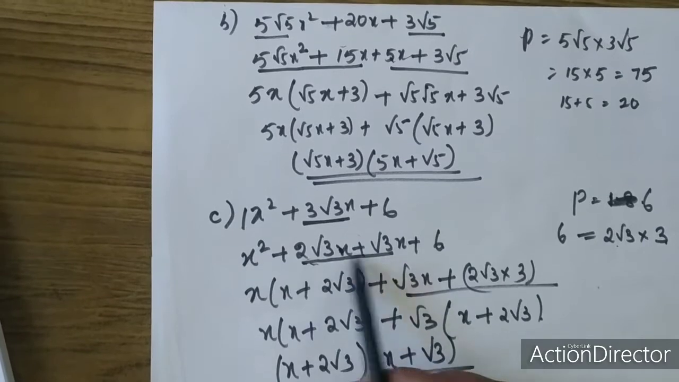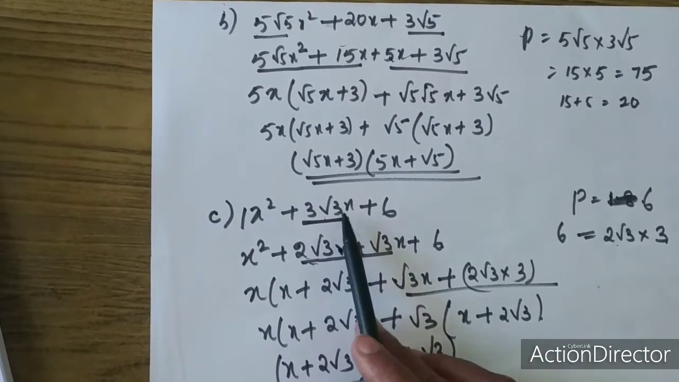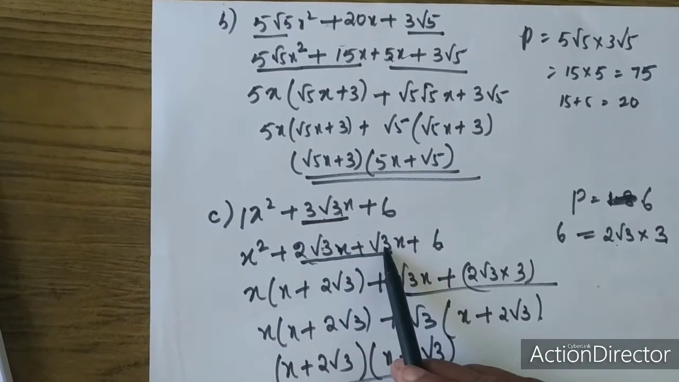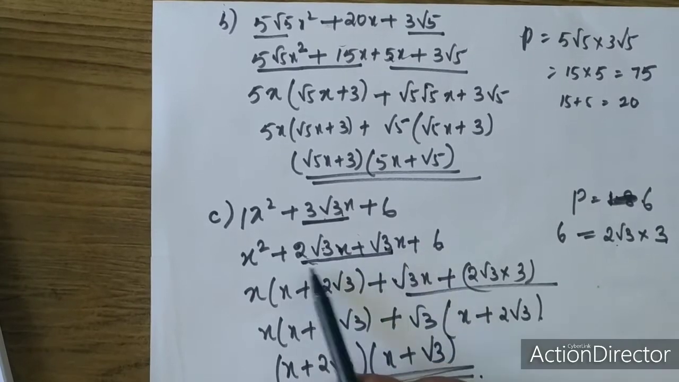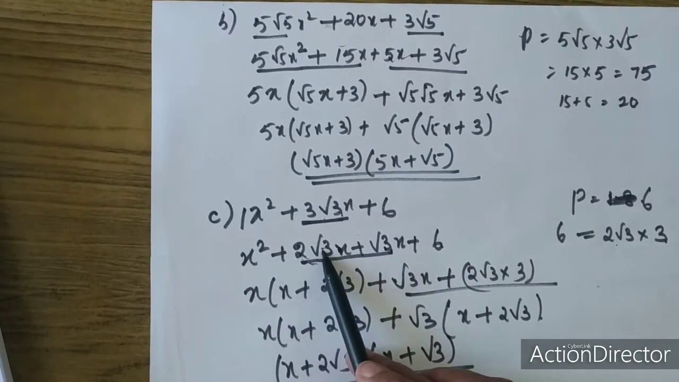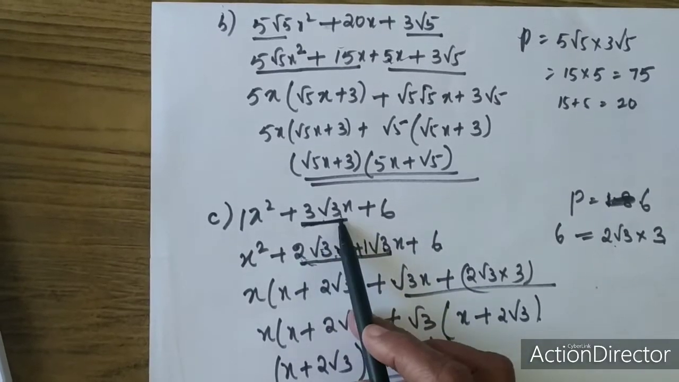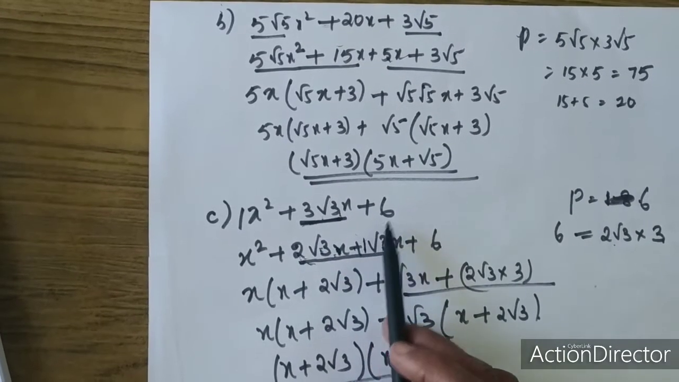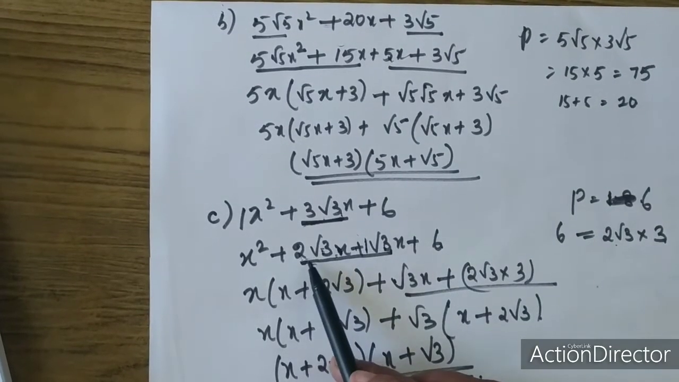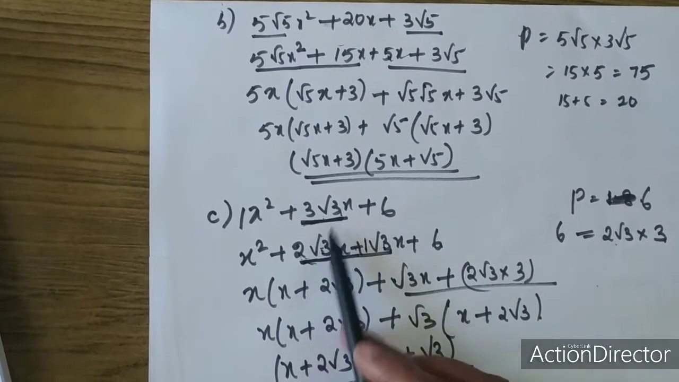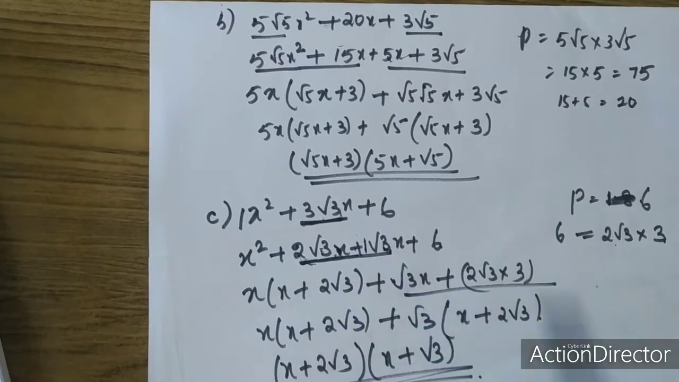You should know how to split this 3 root 3x. You know 2 into root 3 is 3, so 2 3s are 6. So I am getting 2 root 3x plus 1 root 3. 2 root 3 plus 1 root 3 will give me 3 root 3. Also when I multiply these two, I will be getting 6. So you should be very careful while splitting the terms whenever you are having a root.